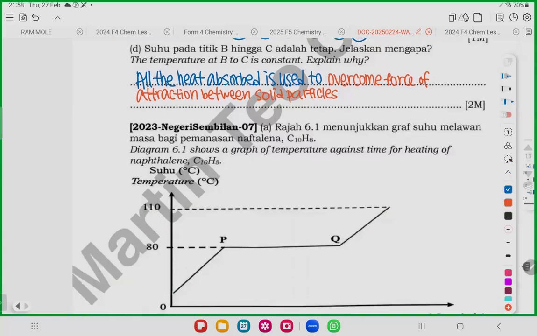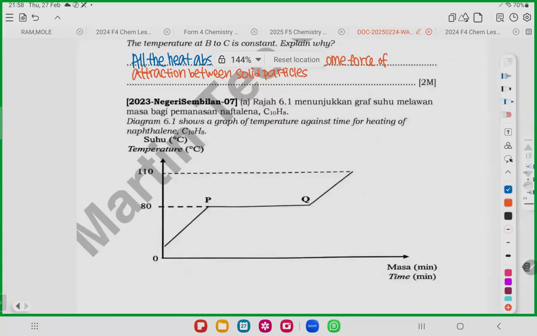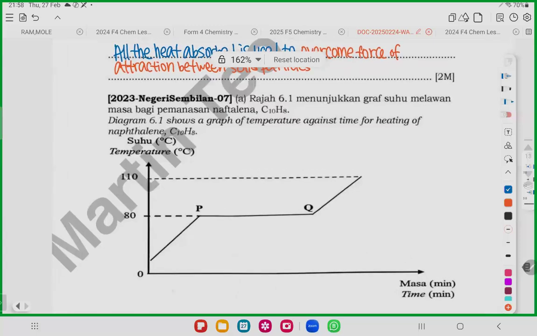Right, next one. This question came out in Negeri Sembilan, 2023 trial exam paper. Diagram 6.1 shows a graph of temperature against time for naphthalene. In SPM, they always hit naphthalene. They don't hit other substances. Why? I don't know why. They always hit naphthalene. So this is a heating curve, a staircase going up, only one staircase.